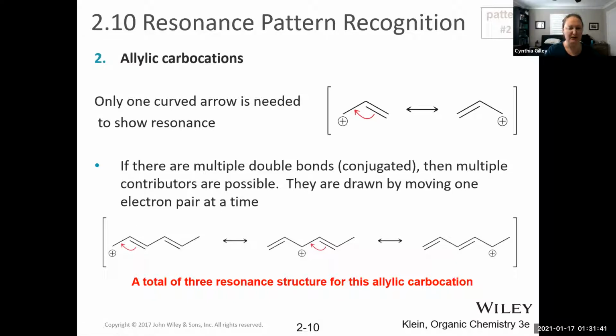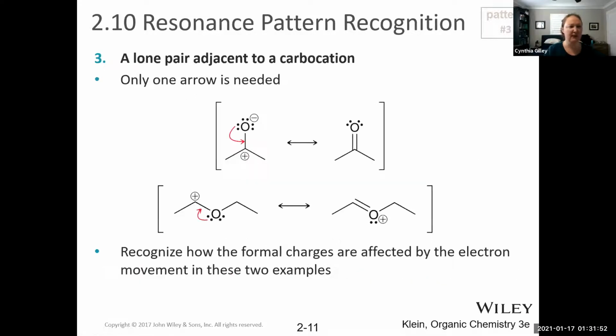By using one arrow at a time, we avoid forgetting to draw this middle and also significant resonance contributor. The third pattern is a lone pair adjacent to a carbocation. So when you see a carbocation, sometimes you'll see a pi bond next to it, and that will be the allylic positive charge pattern, but also sometimes you'll see an atom with a lone pair. That lone pair will actually exist in a p orbital, and it will overlap with the p orbital on the carbon bearing the positive charge, which is empty, right?